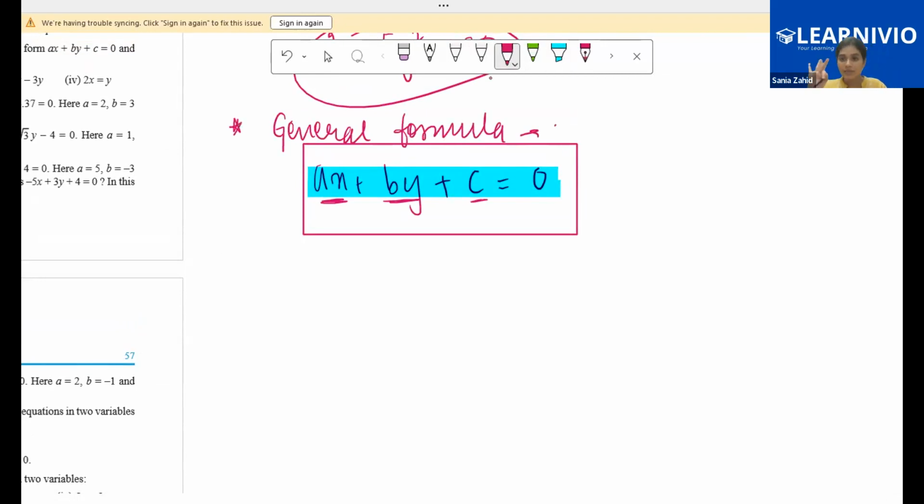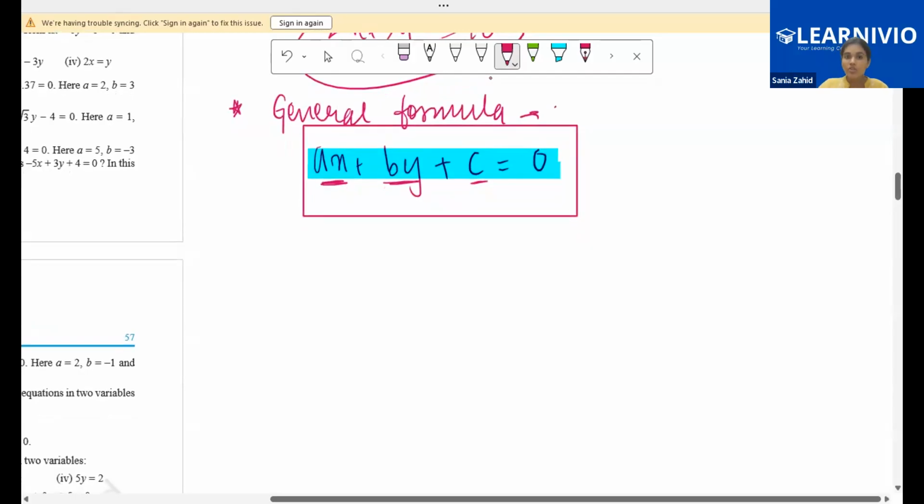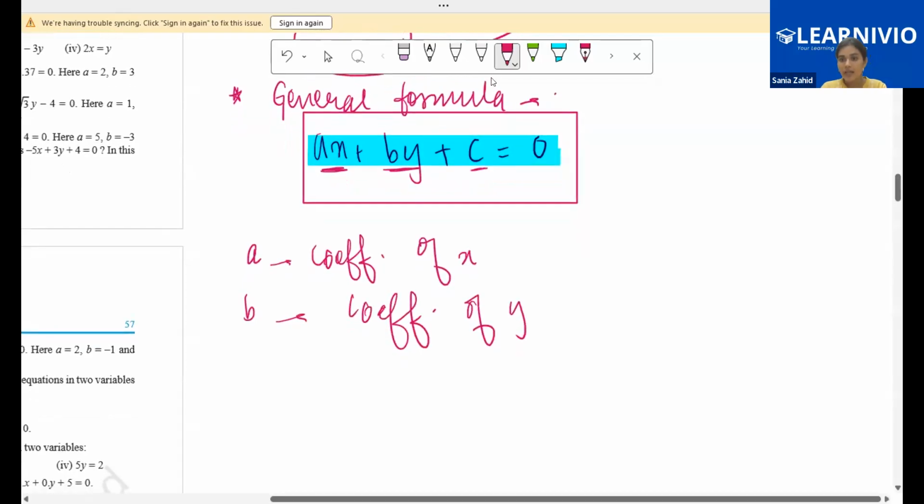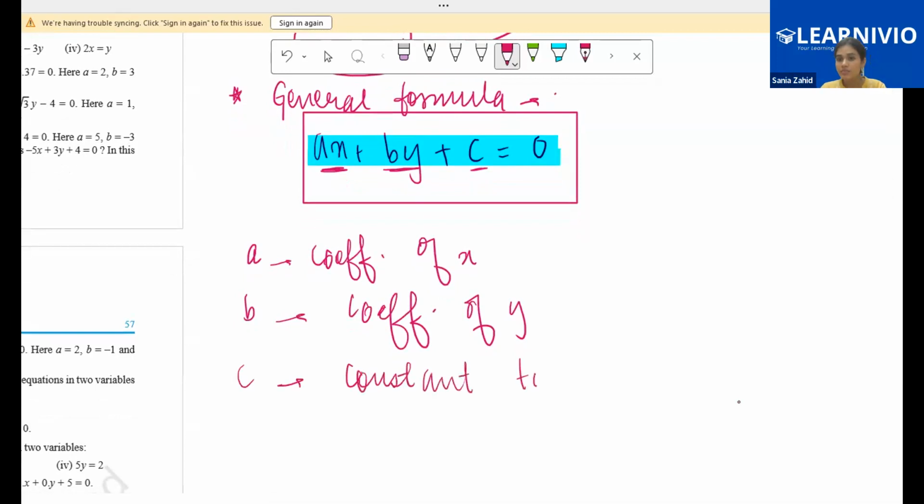Now, children, I have three terms, and let's now try to decode them. What is the meaning of all those three terms? First of all, I have ax. So, children, what is a now? A is the coefficient of x. What is b now? B is the coefficient of y. Right? And now, children, what is c? C is the constant term. It is the fixed term. It is the term that is not changing.